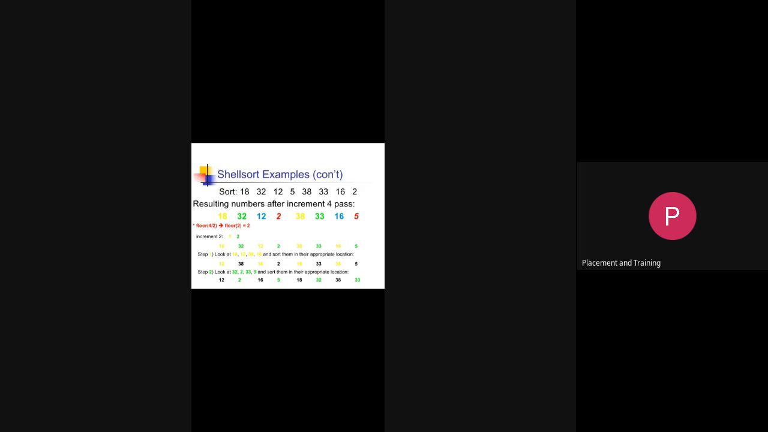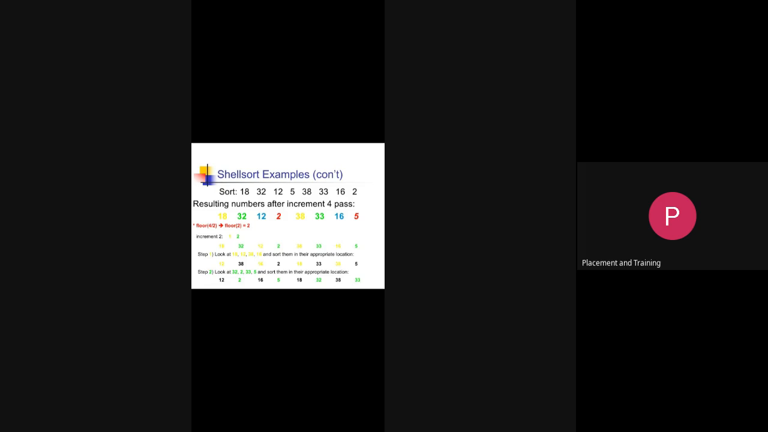and I'm placing it in the appropriate position. Second level, what am I going to sort? 32, my 2, and then my 33 and 5. And then I rearrange it. So what comes first? 2, 5, 32, and my 33. Okay. So the pass is over. So I move on to the next value.